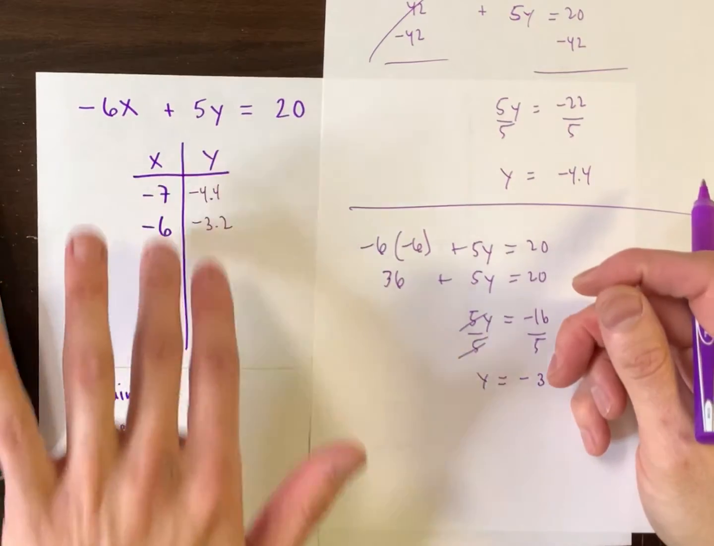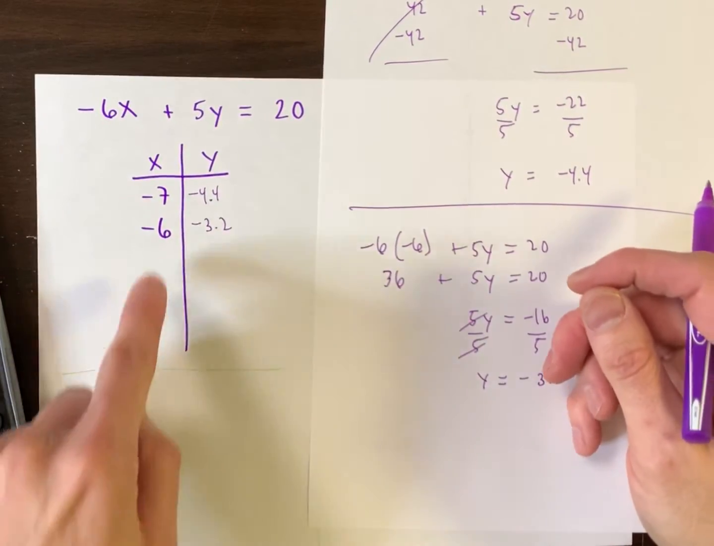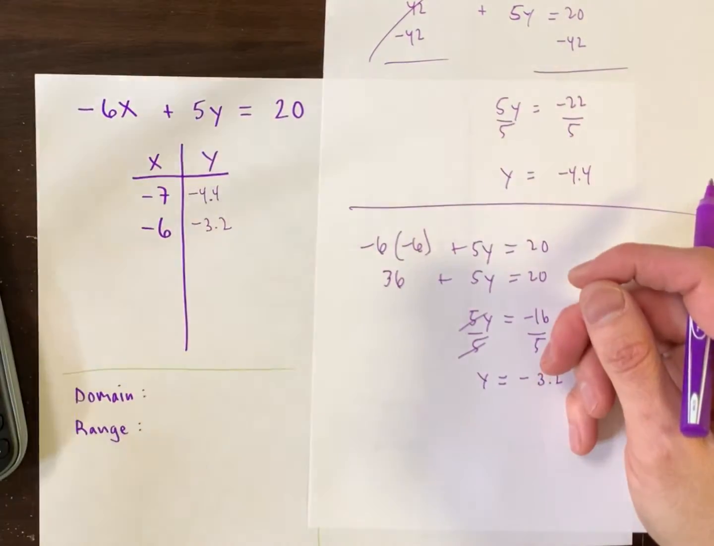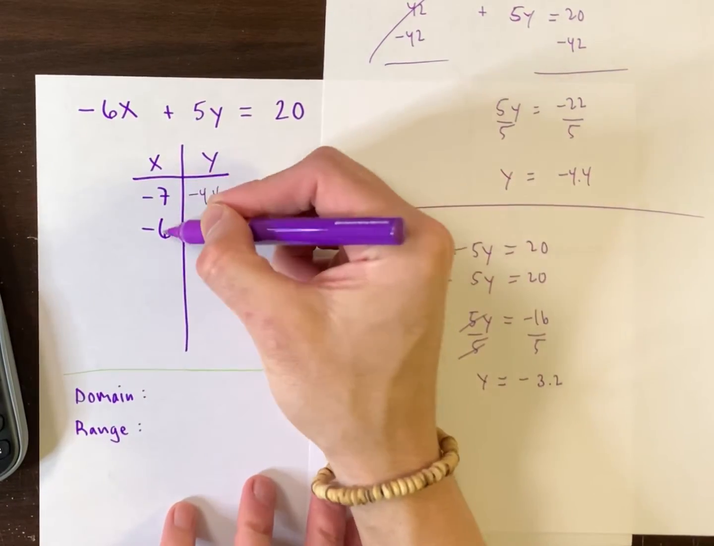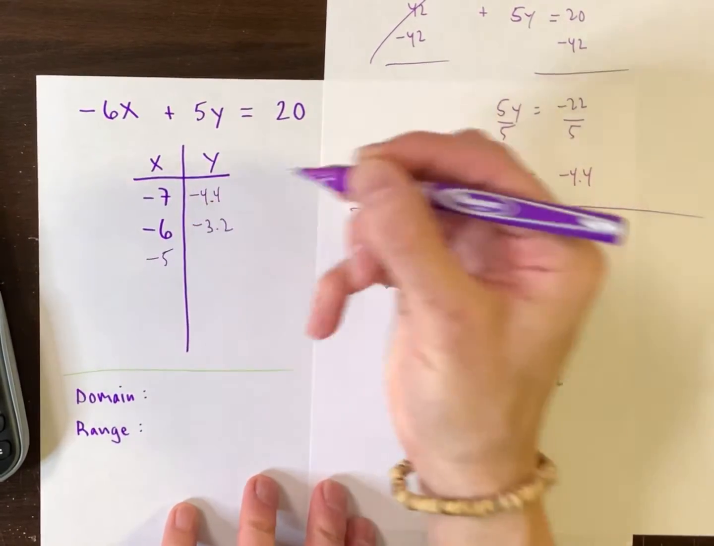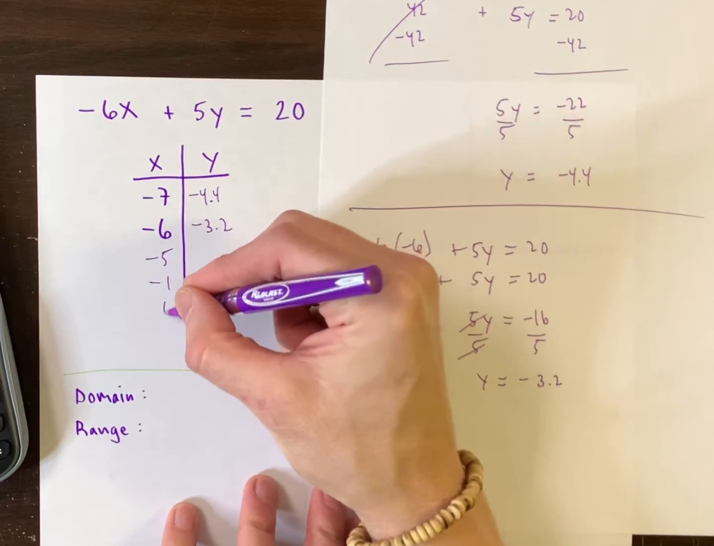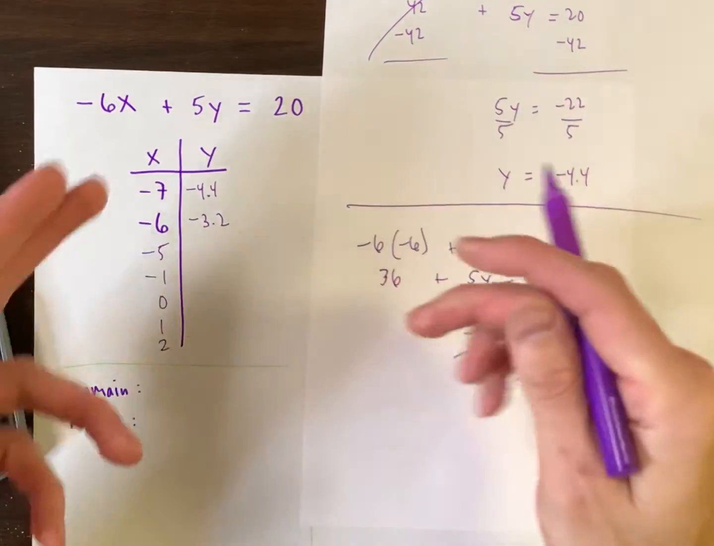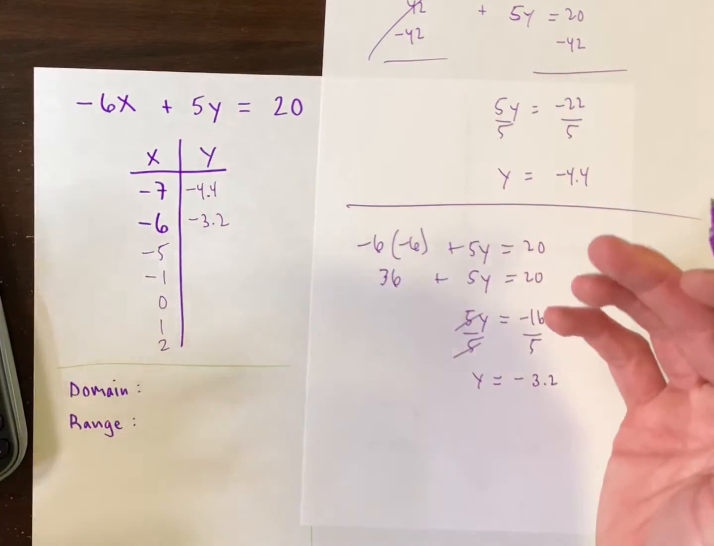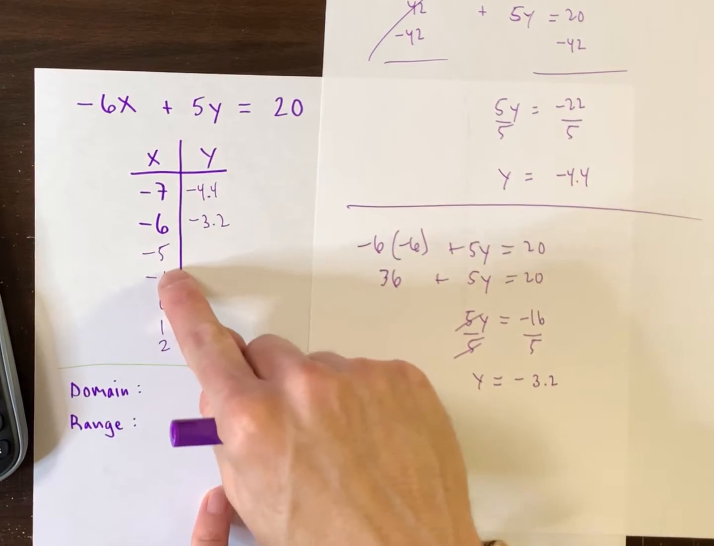So check this out. We want more points. So I have to make a decision. What x's should I use? Well, let me go with the flow. Look, -7, -6. How about like -5? And maybe like -1, 0, 1, 2. You don't have to go in order per se. You can jump around.